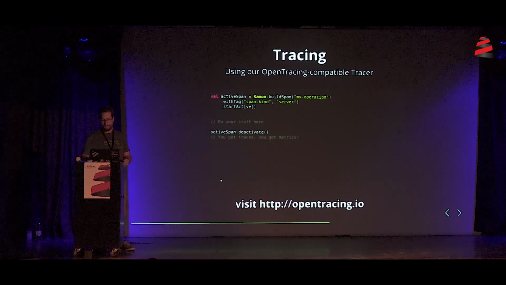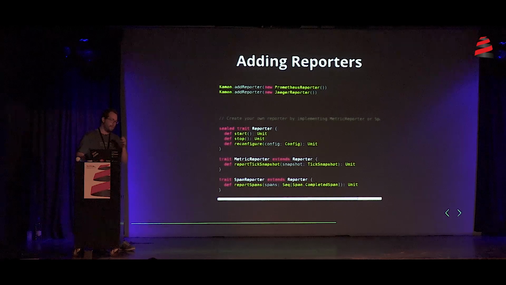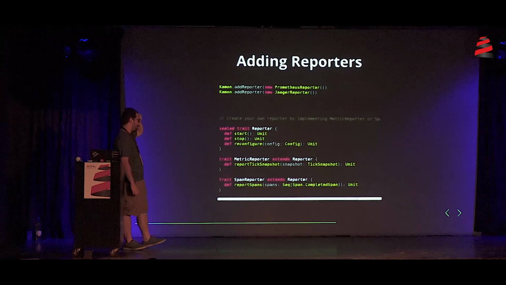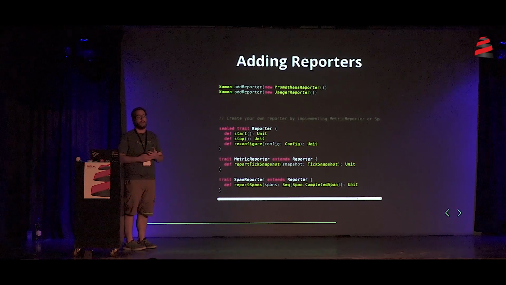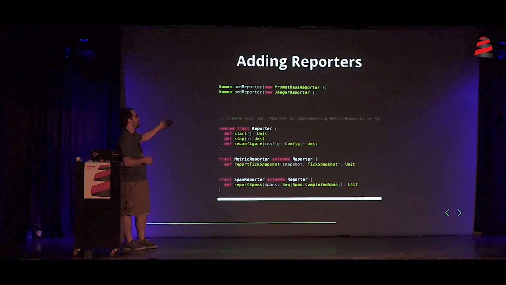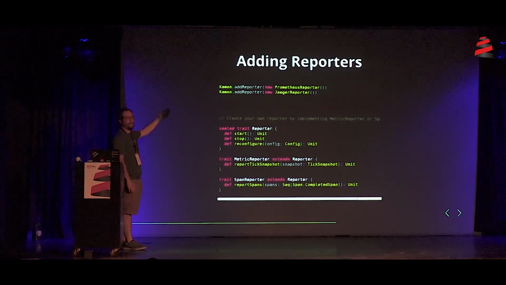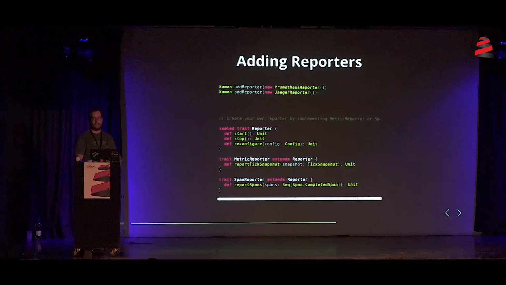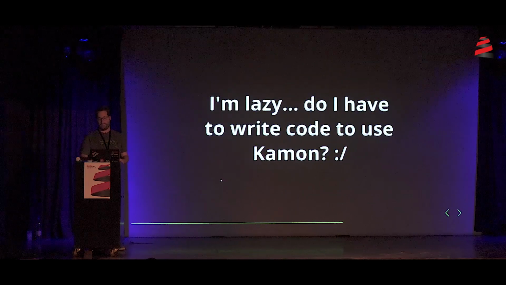And adding reporters also became a bit simpler. We before had Akka in Kamon core for managing this part specifically, these subscriptions, but we ended up going with a simpler model. You just implement a trait, and Kamon.addReporter, give me an instance of your reporter, that's it. If you want to create a reporter, implement one of these traits, either for metric reporter or span reporter, and that's it, okay? But I'm lazy.